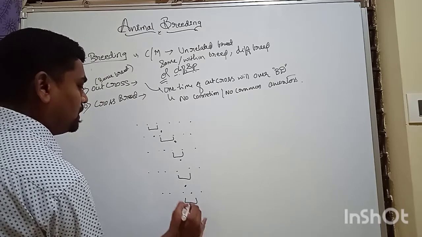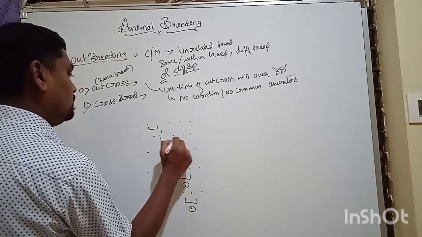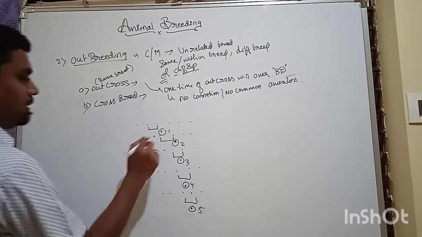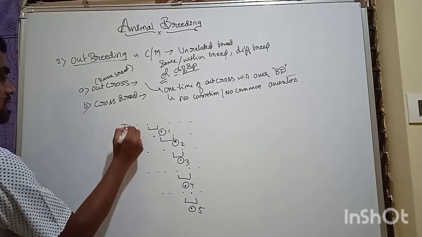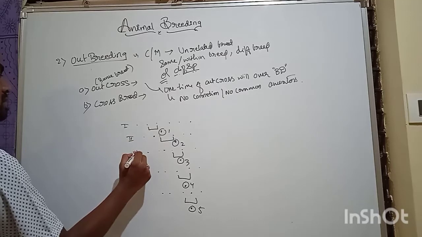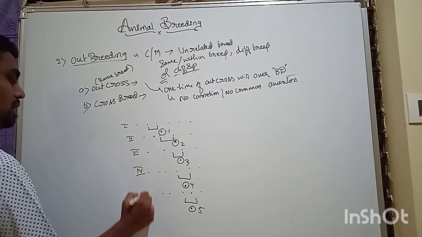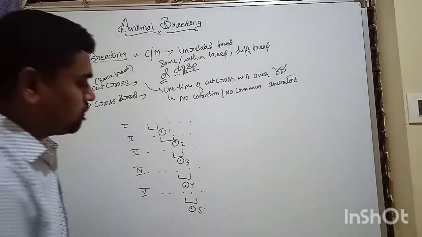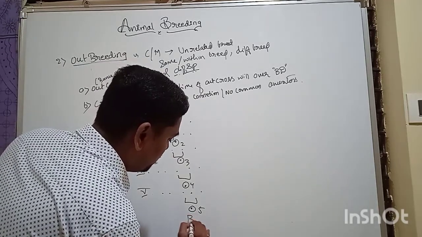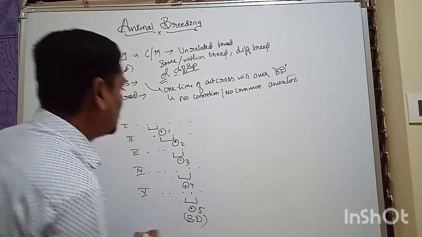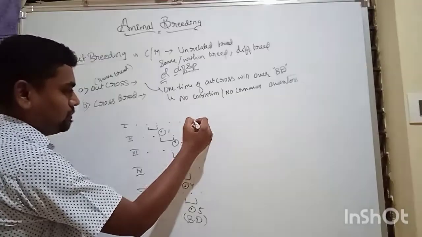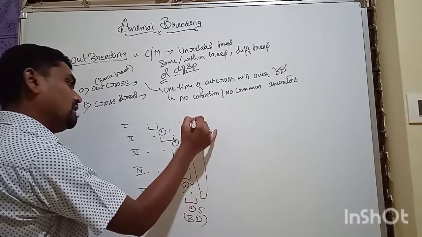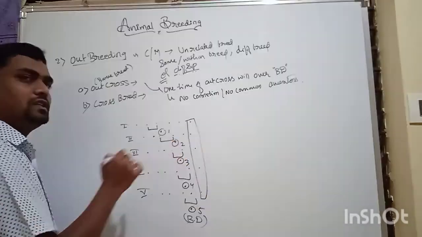So 1, 2, 3, 4, 5. I got outputs in 5 generations: first, second, third, fourth and fifth generation. I have 5 outputs. This fifth one is suffering from breeding depression. In this one I have not considered this line. Assume I have not considered this line in the same breed.